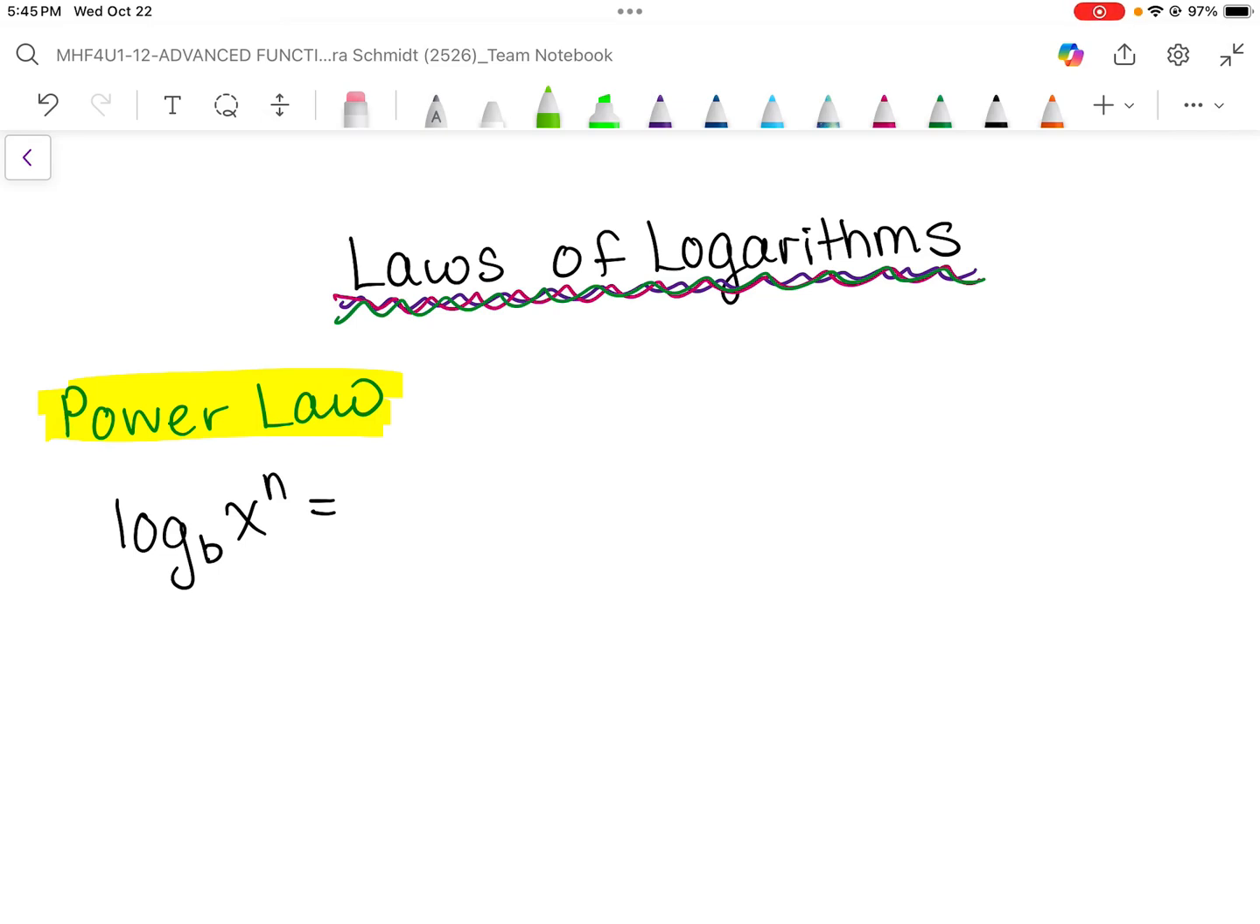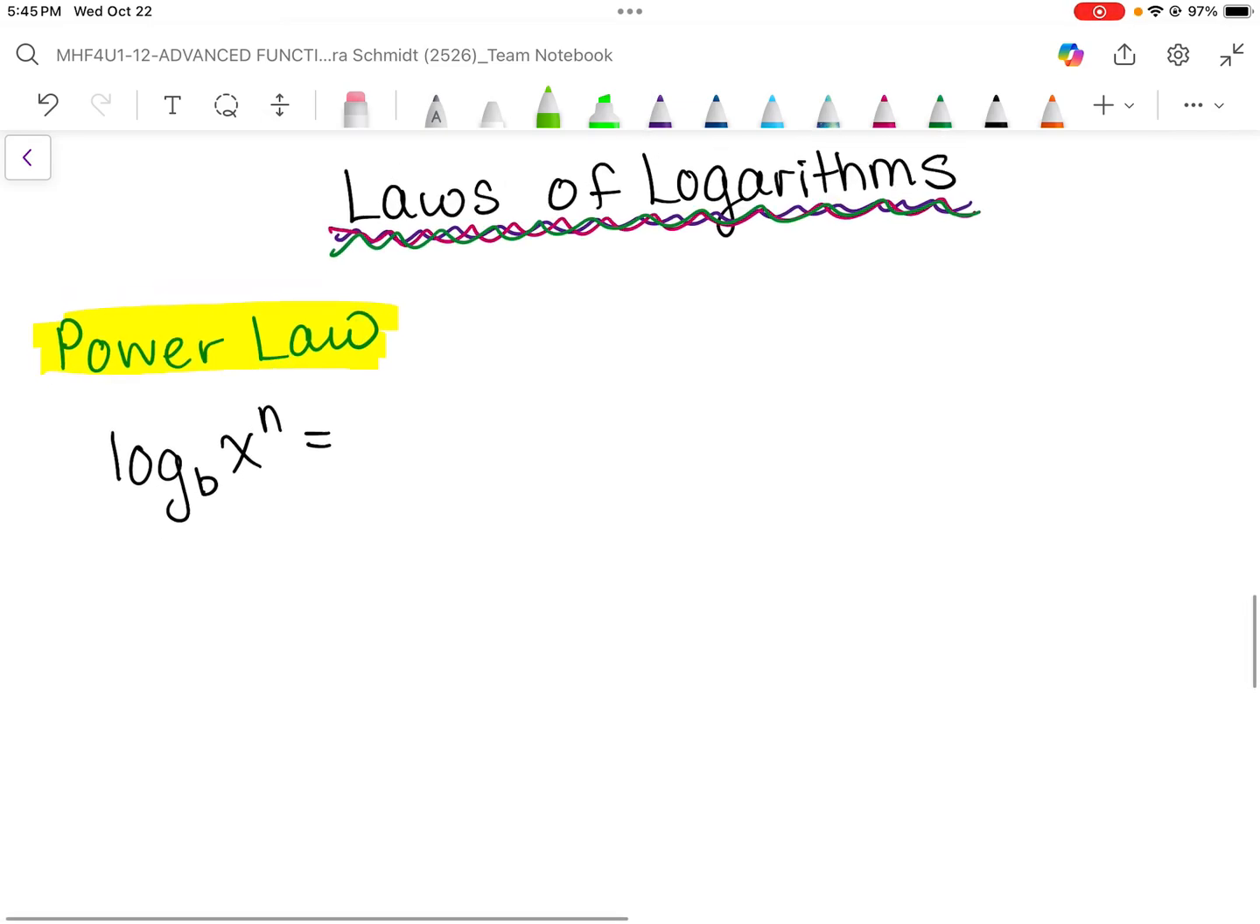Hey guys, here's a video on some of the laws of logarithms that we learned. So there's the power law. We proved it in class and it works just like this. If you have log base b of x to the power of n, you can actually move that n to the front to make it n times log base b of x. And that could be helpful too when you're evaluating some logarithms.